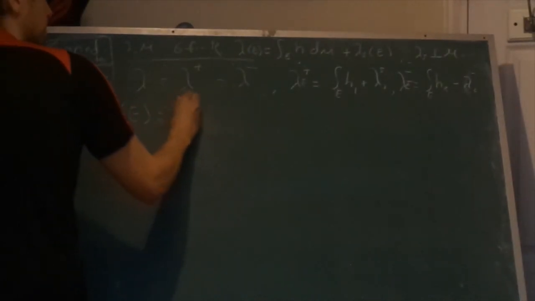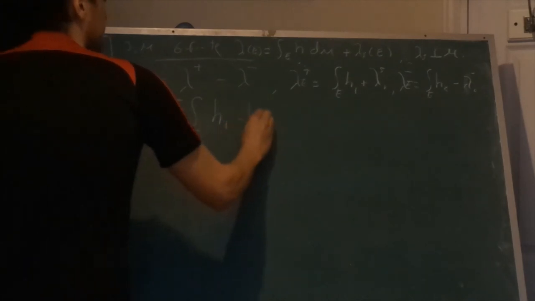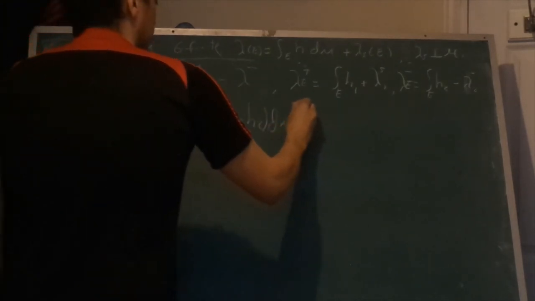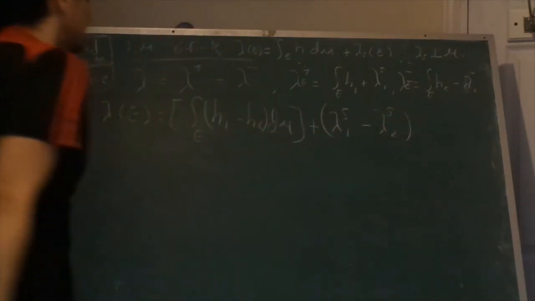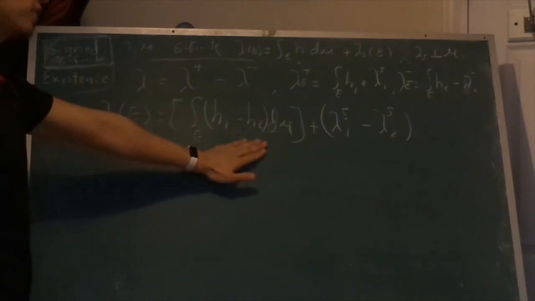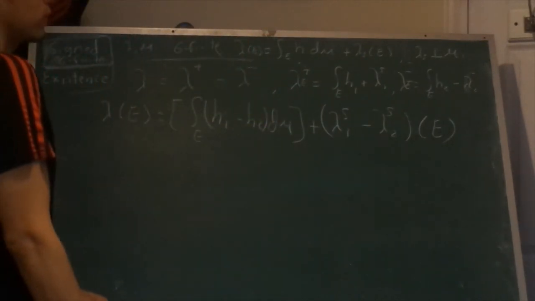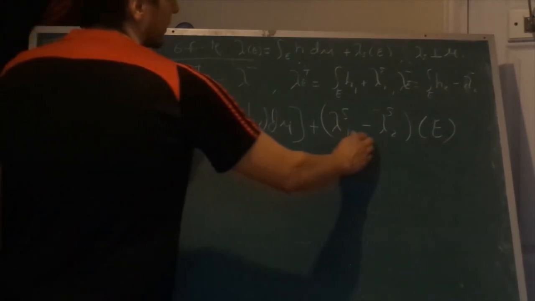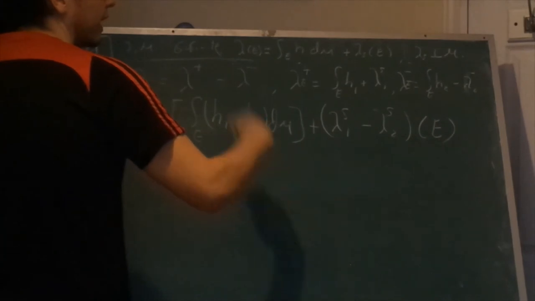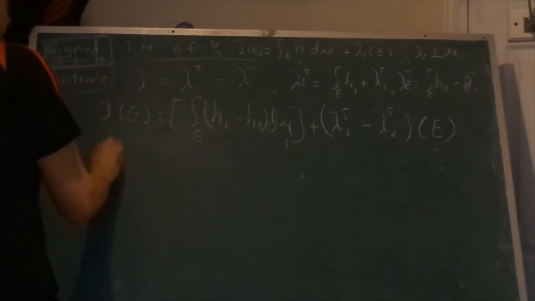Okay, so if we join this and this, we can decompose lambda as the integral over E of h1 minus h2 d mu, plus lambda 1 s minus lambda 2 s. So we have a decomposition of lambda with an integral and something else. What we have to prove is that this measure is mutually singular with mu. So we have to find a set such that this is null and mu is zero on the complement of such set. These are positive measures, mutually singular with mu.